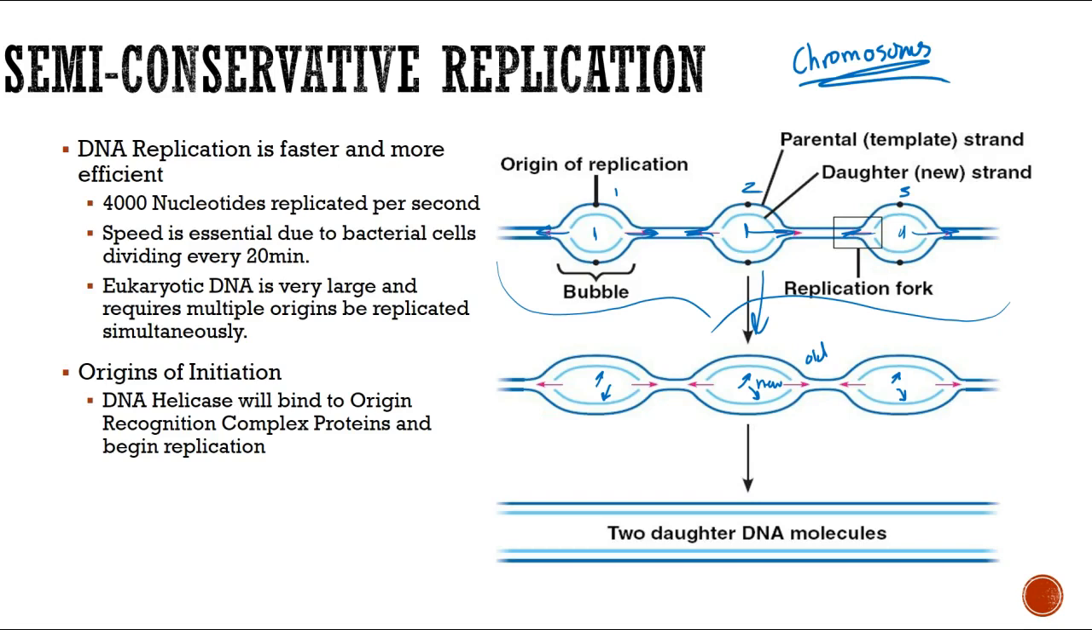But in a linear strand of DNA, it's showing you that there are multiple origins on a eukaryotic chromosome. Okay, it's really important. Multiple origins on a eukaryotic chromosome. These molecules, these linear chromosomes, are just way larger than bacteria or prokaryotic plasmids.